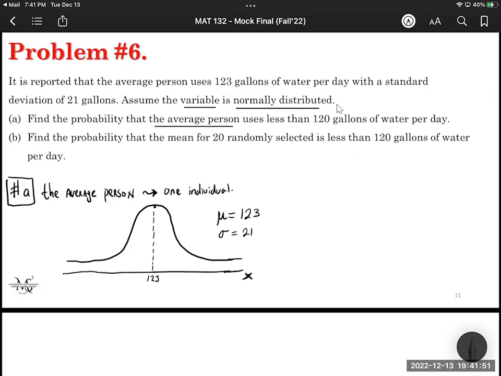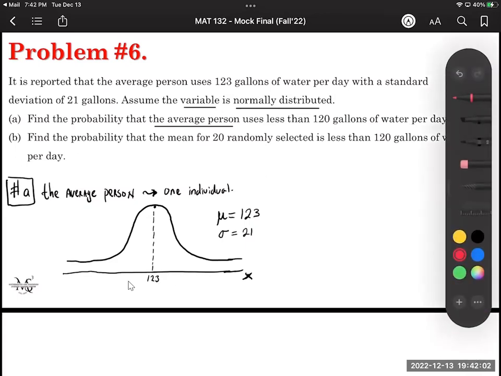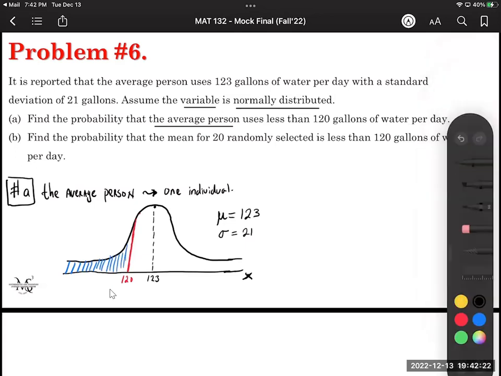So if you want to sketch this graph appropriately, where is this 120 located? Is it located to the left of your mean, or to the right of the mean? To the left. That's right. So let's say somewhere here is 120. Now, because we want to find the probability that it's less than 120, I have to shade to the left of 120. Okay, so we got the graph.